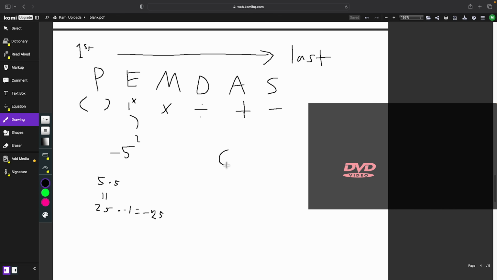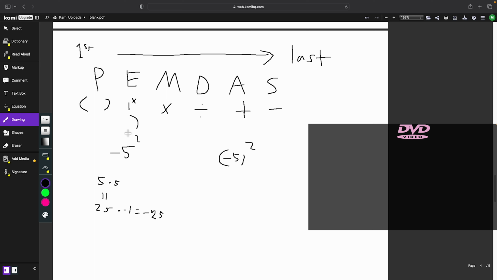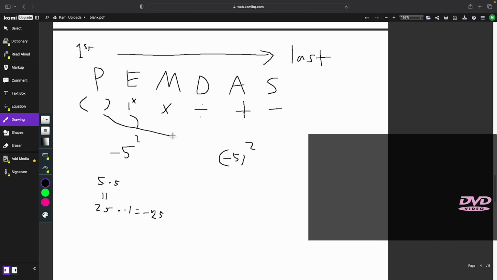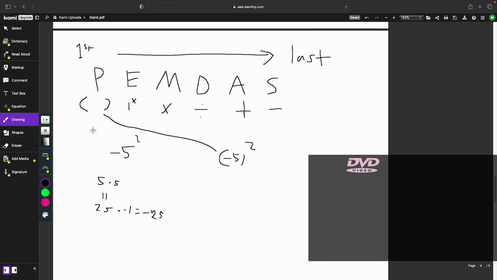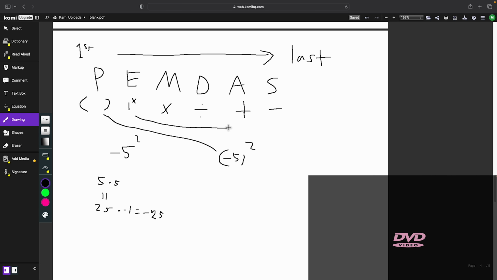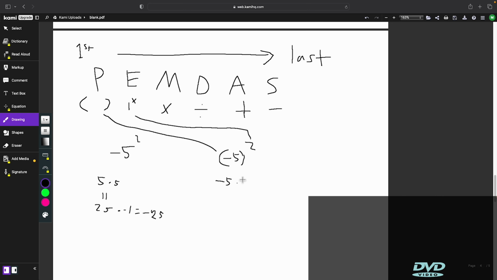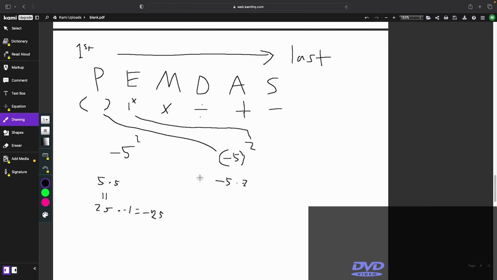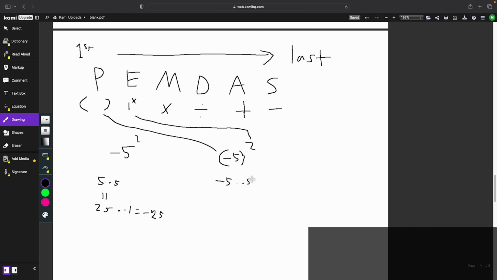So that's why you have to put it in parentheses for the negative 5, and then you do the squared, because the parentheses override all of this stuff right here, so that you can do the negative 5 and then squared on top of negative 5 makes it negative 5 times negative 5, and you get positive 25.